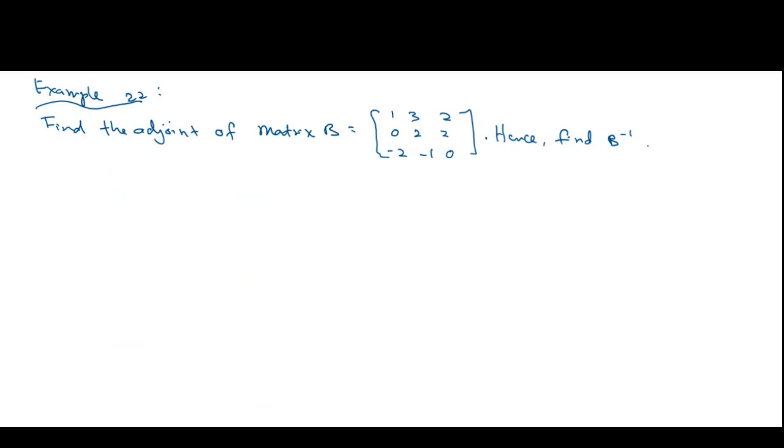Example 22. Find the adjoint of matrix B, 1, 3, 2, 0, 2, 2, negative 2, negative 1, 0. Hence, find B inverse. Okay, to find the adjoint of matrix B, first we have to find the cofactor matrix.